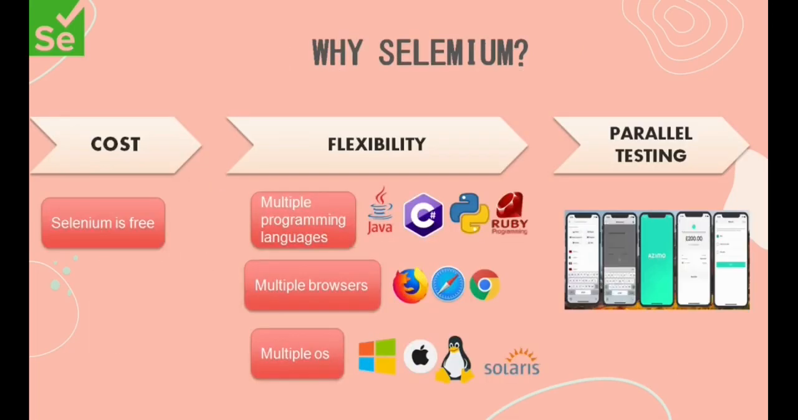So moving forward, why Selenium? First thing, we will choose Selenium because of cost. Selenium is free, it is open source, as compared to other tools like QTP and UFT, which are paid. The second point is flexibility. Selenium supports multiple programming languages like Java, C#, Python, Ruby, and many more. Whereas if you go to some other tool like QTP, it supports only VBScript.